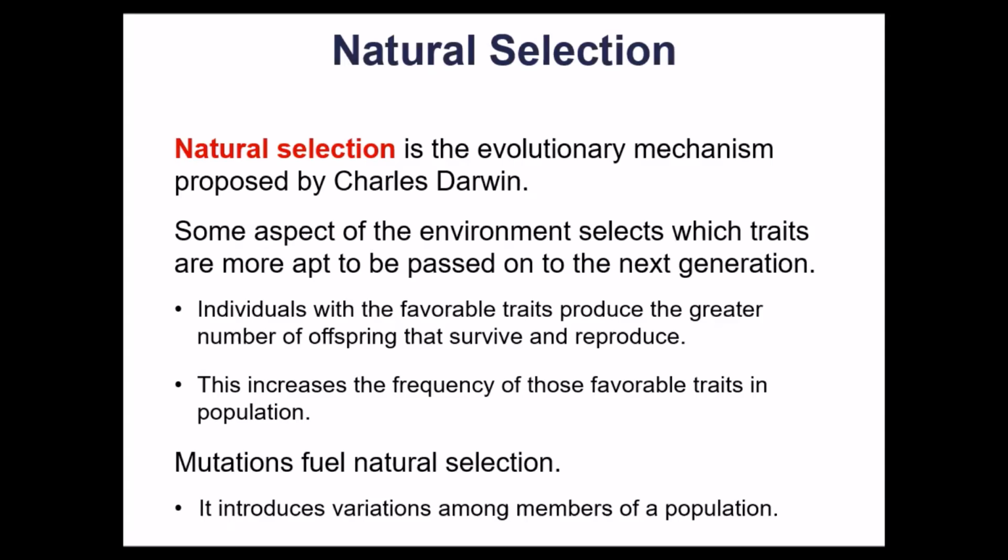The idea is that individuals that have good traits, helpful traits, or favorable traits will have better chances to survive. And they'll produce the greatest number of offspring that will have the best traits, and they will be the ones to survive. If they survive, then they will increase their frequency and the frequency of those favorable traits in that particular population. Genetic mutations, the change of the DNA sequence, actually help fuel the process of natural selection.